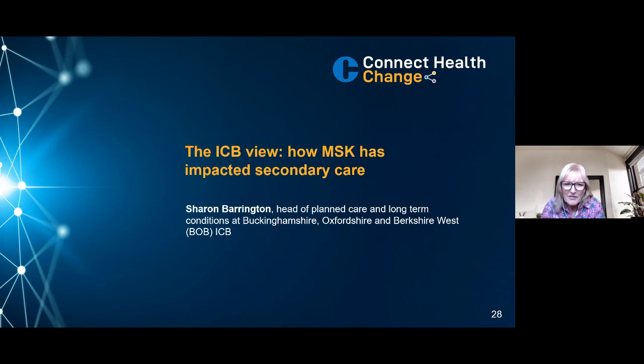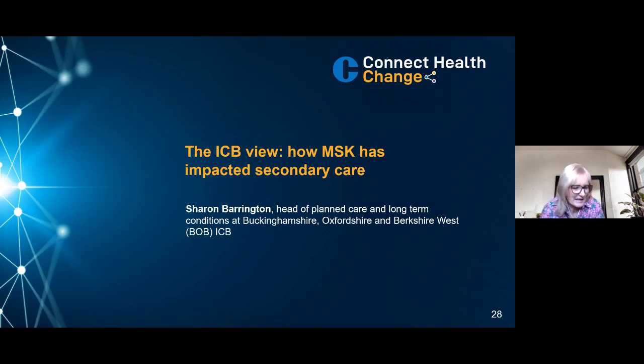So just to give you a bit of background, Bob, Buckinghamshire, Oxfordshire, Berkshire West, Bob ICB as it's known, has come into existence with all other ICBs on the 1st of July. It has a population of around 2 million patients, so it's quite a large ICB in the grand scheme of things, made up of 3 counties, as you probably recognise, Oxfordshire being the largest of those with 800 registered population, just over that. Berkshire West 600 and Bucks 560. Obviously that's a moving feast.